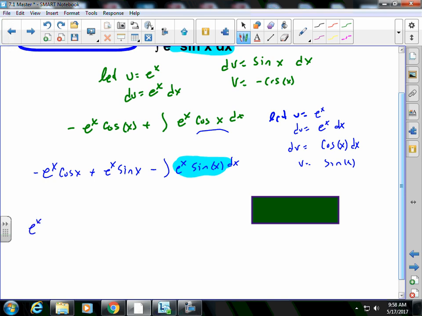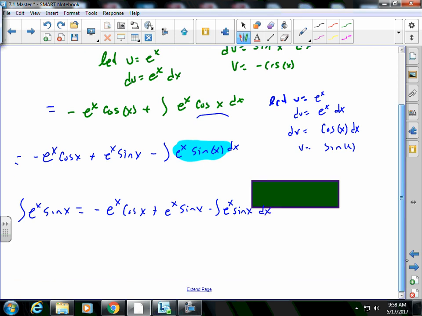So I want to rewrite the whole thing. The integral of e to the x sine x equals, right? Because the whole time this thing was equal to minus e to the x cosine x plus e to the x sine x, subtract the integral of e to the x sine x dx. When I add the integral of e to the x sine x to both sides, I get 2 times the integral of e to the x sine x is equal to minus e to the x cosine x plus e to the x sine x.